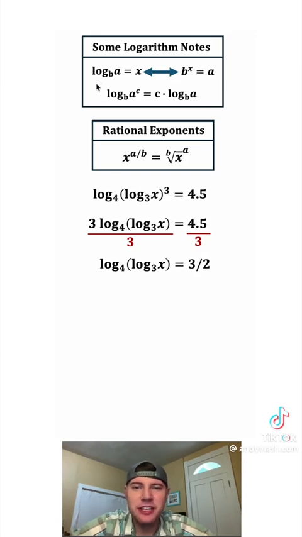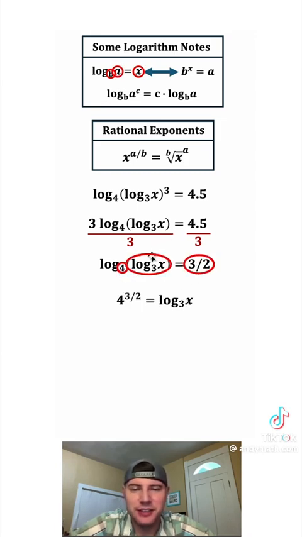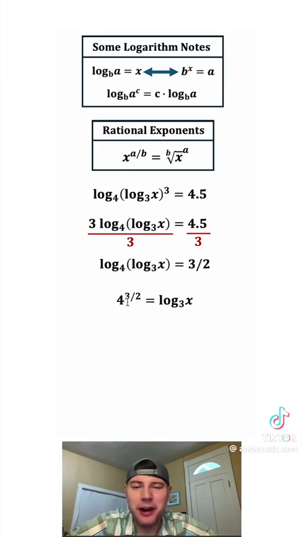So now we're going to use these notes for logarithms. It's this to the power of this equals this. So it's going to be this to the power of this equals this. So we end up with 4 to the power of 3 halves equals log base 3 of x. On the left-hand side, we have a rational exponent. Let's play around with that for a second. Here are the notes for that.